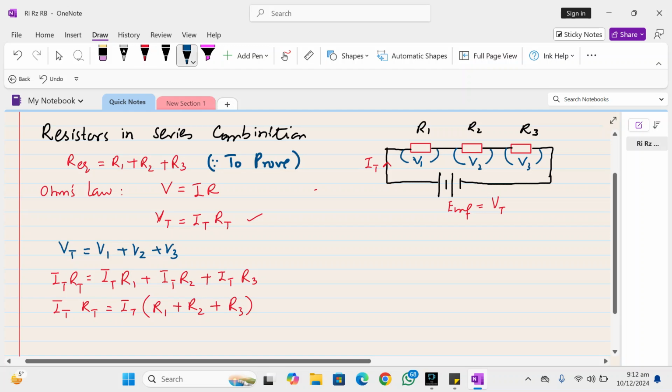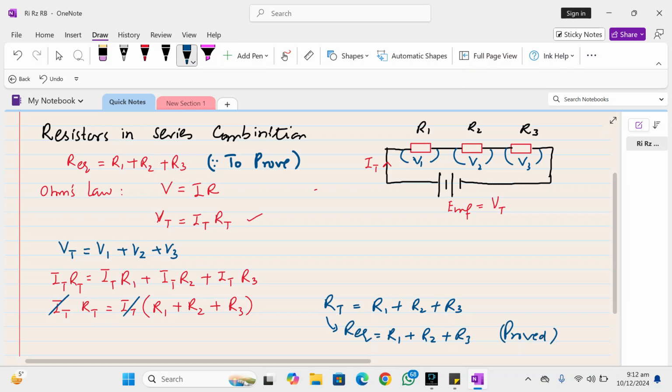So I can simply cancel out I total from both sides. And what I am getting now is R total equals R1 plus R2 plus R3. This is the equivalent resistance which is equal to R1 plus R2 plus R3. So hence we have proved this relation.